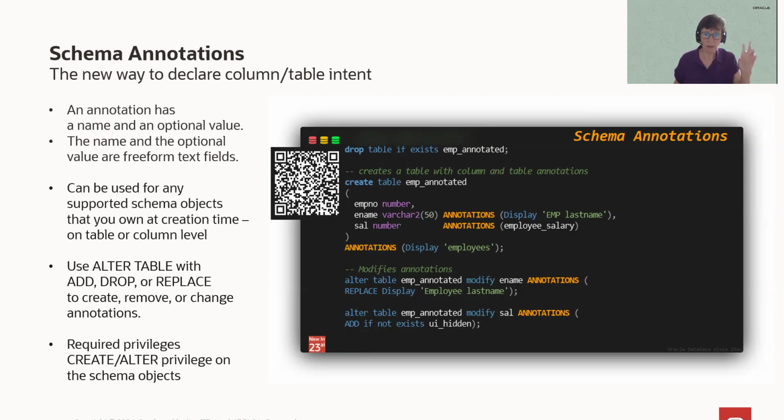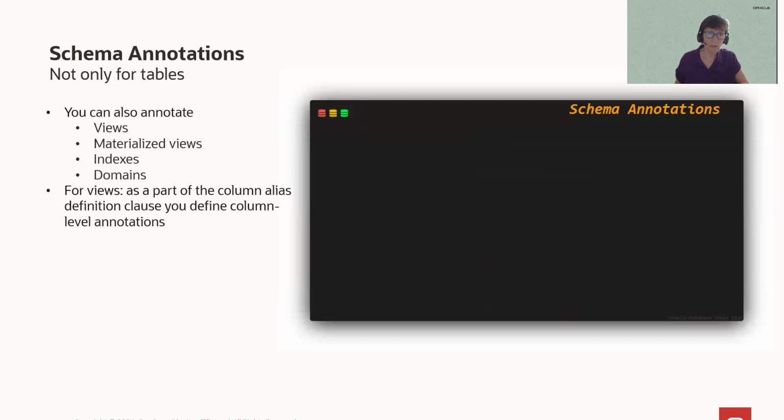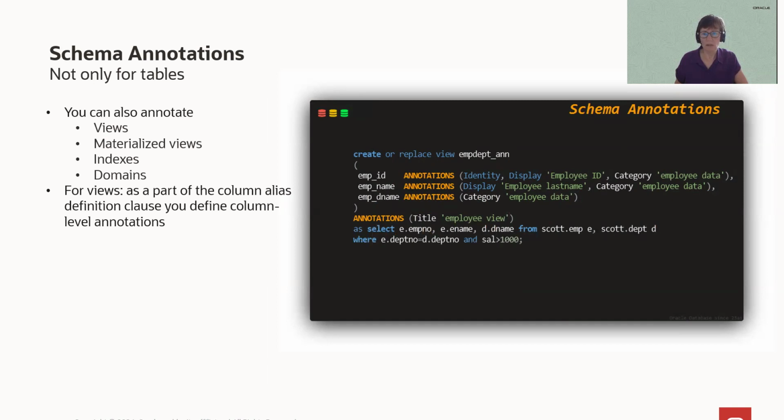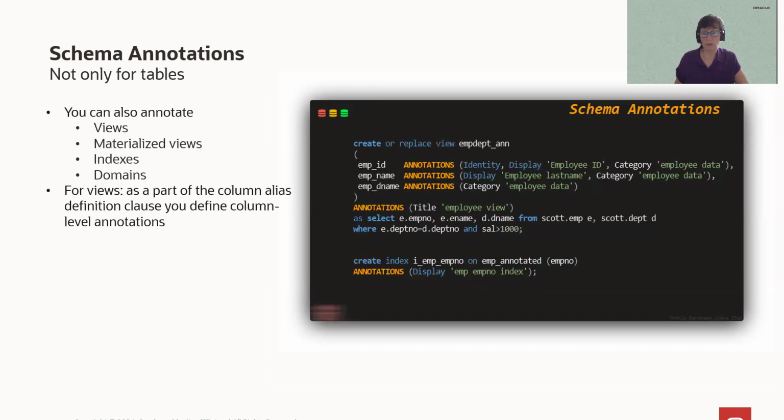If you scan the QR code, you get the annotation clause, so you get the full syntax of schema annotations. But schema annotations are not only for tables, they are also for views, materialized views, indexes, and domains. On the right side, we see the creation of the view called emp_dept_v, and you can see that the columns here are annotated via the keyword annotations. In addition, it's possible to use it with an index. Here's an index example. If you want more examples, in the developer guide you will find more for materialized views, for example, or for the new domain type.